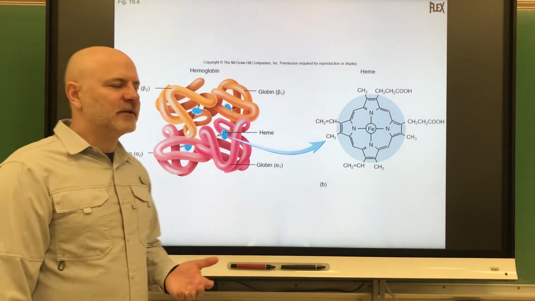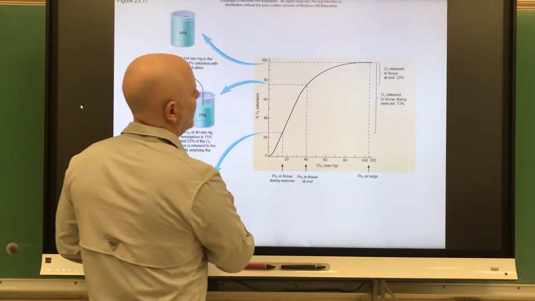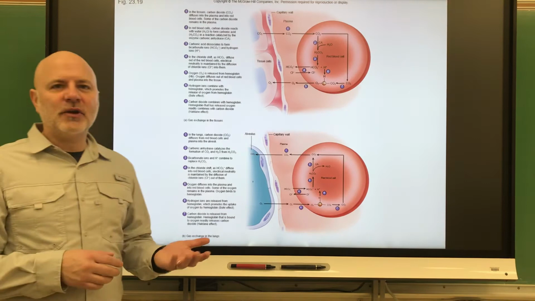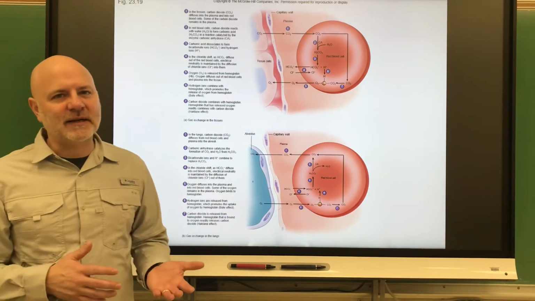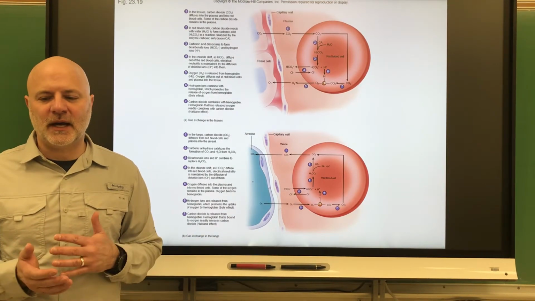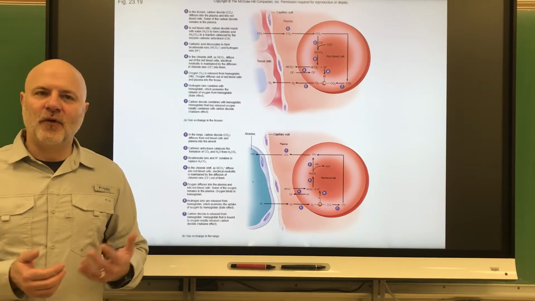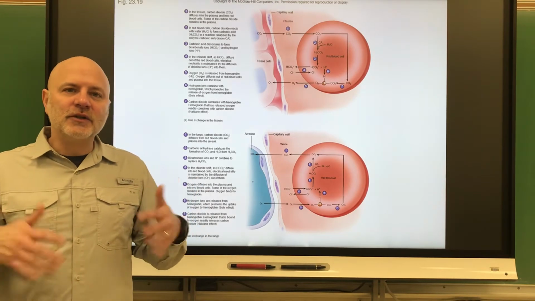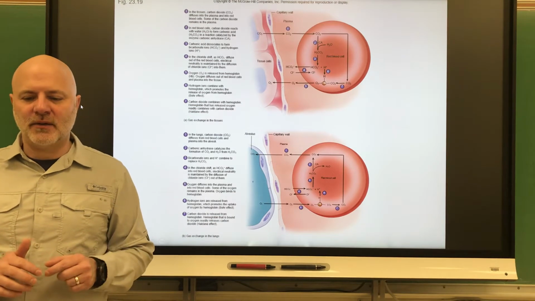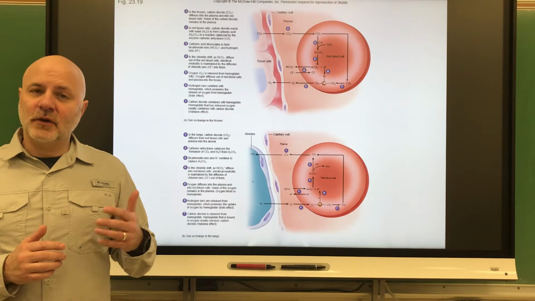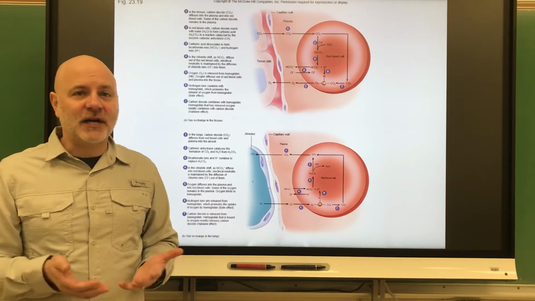Let's look at influences on this. If we move to this picture here, if we have an increase in either temperature, carbon dioxide concentration, or hydrogen ion content, all will decrease hemoglobin's affinity for oxygen, meaning it's going to release more oxygen out of that hemoglobin molecule. And so this increases what we call oxygen unloading.